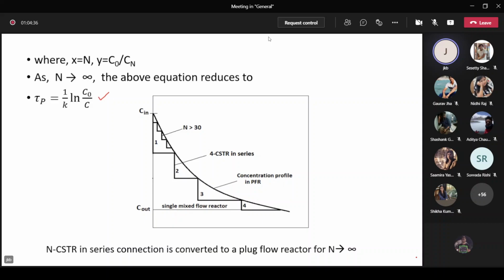So up to this summary point, I have completed. That is, n reactors can be arranged in series as CSTR to get the same plug flow reactor configuration.